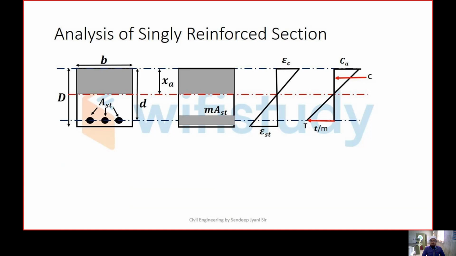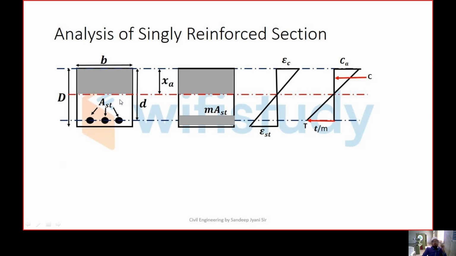In terms of Young's modulus, ES, that means steel's Young's modulus, will be in the numerator, but in terms of area, concrete's area will be in the numerator. That means M is equal to AC by AST. M, the modular ratio, is equal to area of concrete by area of steel. So here AC means the equivalent area of concrete. If we have to find it out, then AC is equal to M AST is the formula.